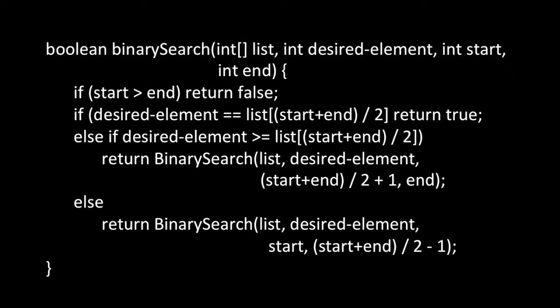Else, if the desired element is greater than the value of the middle element, then it's going to be in the upper part of the list, so we'll return the result of searching the list for the same desired element, starting at middle plus 1 and ending at the end index. Else, in this case, this means that the desired element is less than the middle element, we'll return the result of doing binary search on the list with the same goal, starting at the start and ending at the middle minus 1.